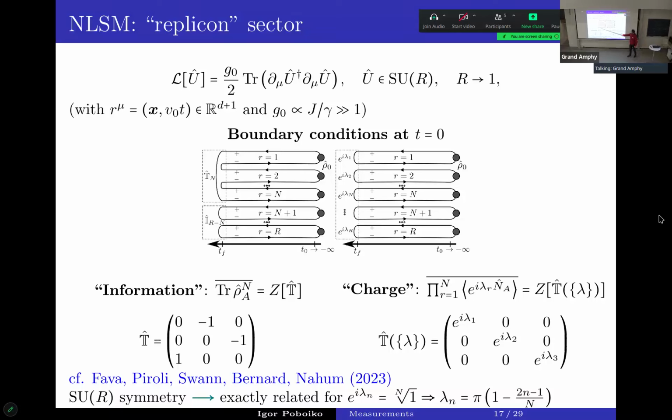And at time tf, I can ask different physical questions. In our case, we are interested in two types of questions. One is related to the information: the entanglement entropy, the purity, and so on. And another is related to the fluctuations of charge. Both quantities can be very conveniently calculated with the help of this nonlinear sigma model by introducing a special form of boundary conditions on this side. Again, this is very similar to what Adam had. So in order to calculate these observables, you have to just calculate this path integral with your nonlinear sigma model with some specific form of boundary conditions.